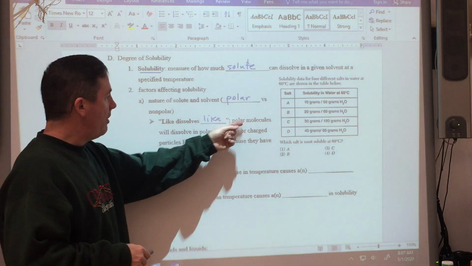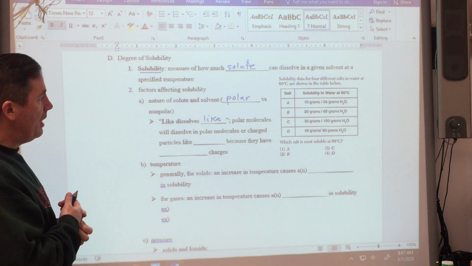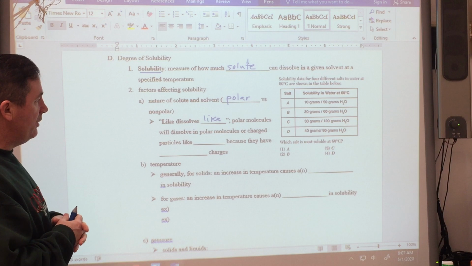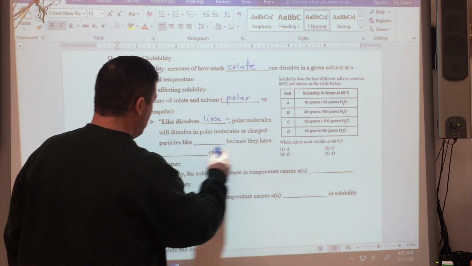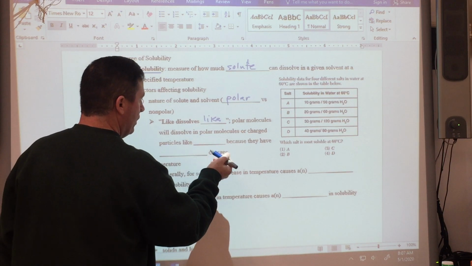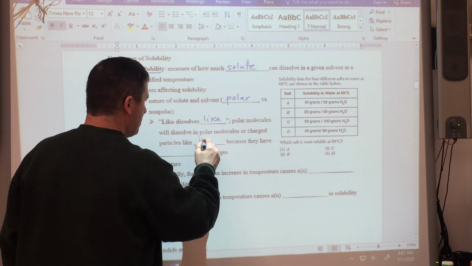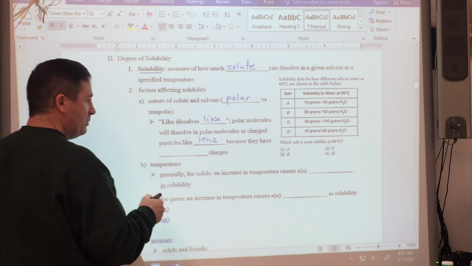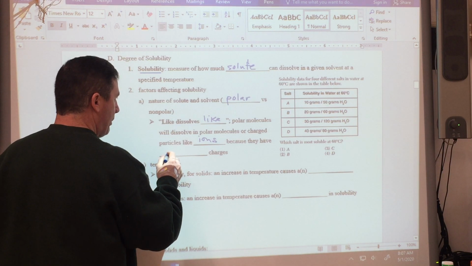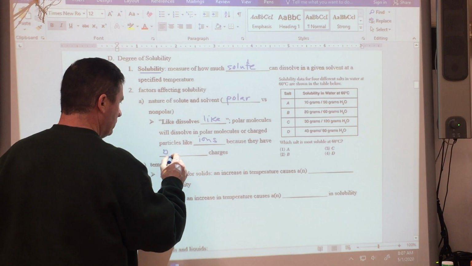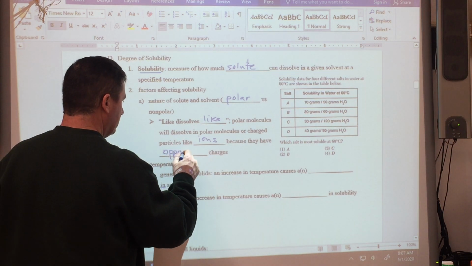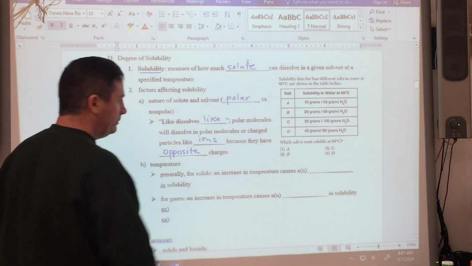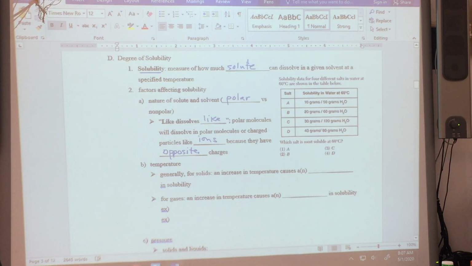So if it's charged, polar molecules will dissolve other polar molecules. Okay, so polar molecules will dissolve polar molecules or charged particles like ions because they have opposite charges. Okay?